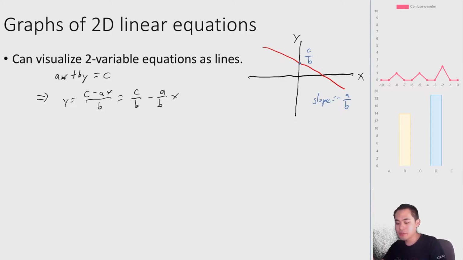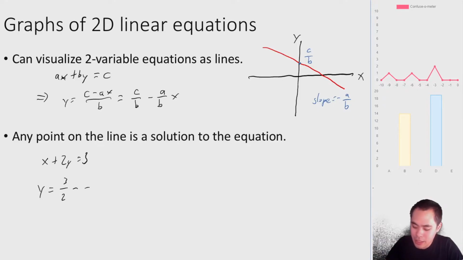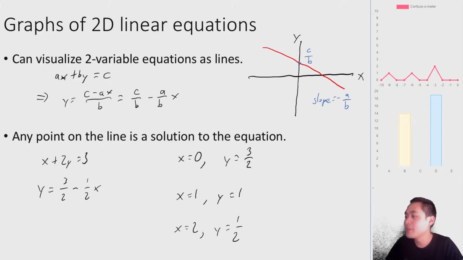And it turns out that any point on this line is a solution to the equation. So, for example, if we had a very specific equation, let's say x plus 2y is equal to 3, or y is equal to 3 halves minus 1 half x. Both of those are equivalent. Well, you know that x equal to 0, y equal to 3 halves is a solution. X equal to 1, y equal to 1 is also a solution. X equal to 2, y equal to 1 half is a solution, etc. So any of these solves your single equation.